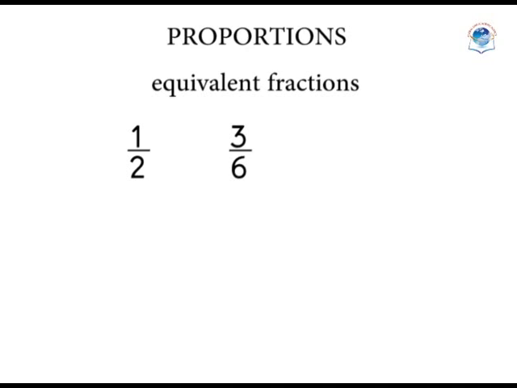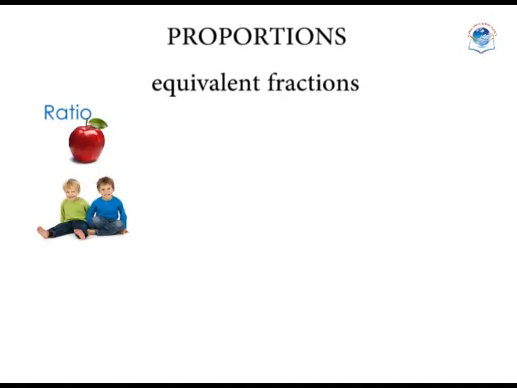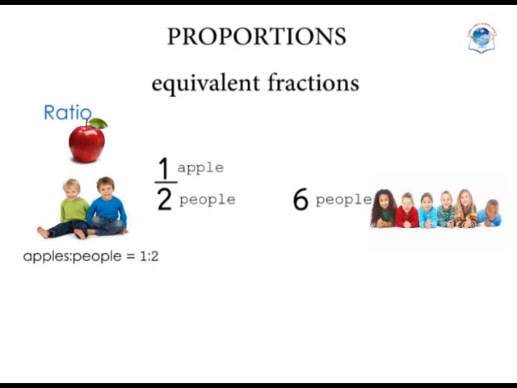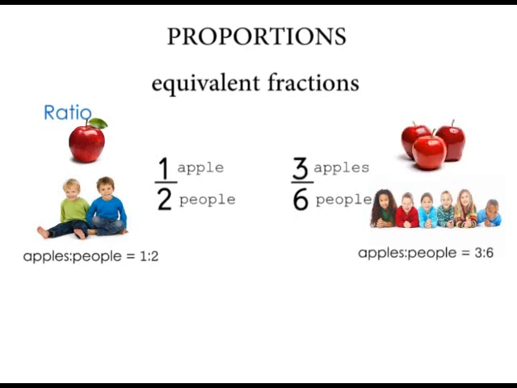To understand proportions, let's look at the ratios again. We said that if we had 1 apple for 2 people, then the ratio of apples to people is 1 to 2. That is 1 apple per 2 people. So what if we had 6 people? How many apples would we need? If 1 apple is shared amongst 2 people, then 6 people will need 3 apples. So that ratio will be 3 apples per 6 people.